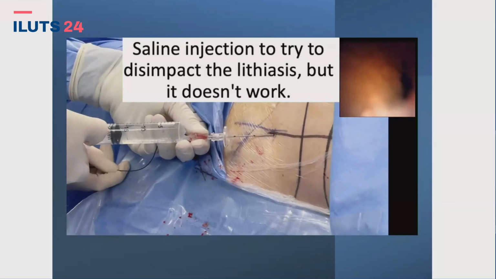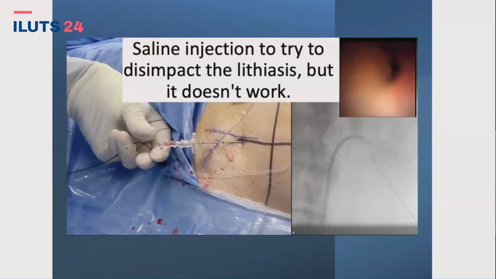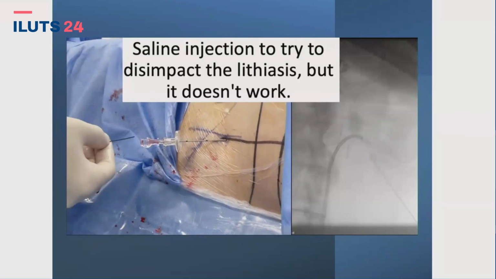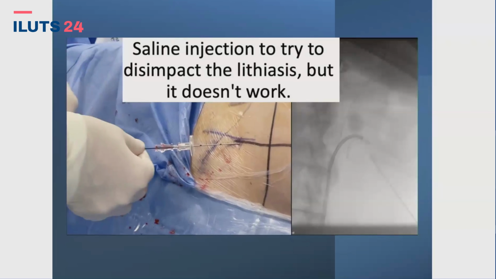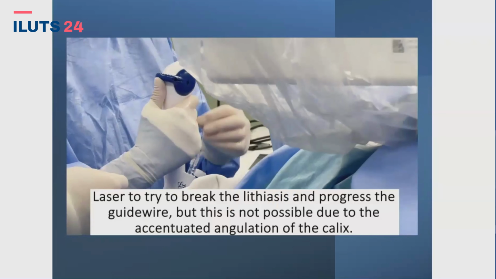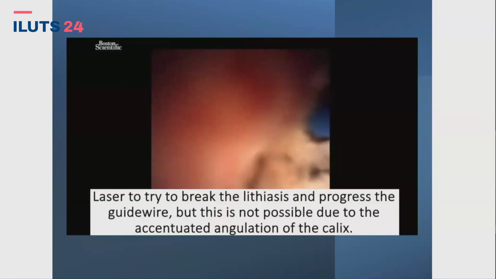And then we start with the guide wire, and we inject some saline, trying to disimpact the stone that is in the inferior calyx, because sometimes the guide wire doesn't go forward because the stone doesn't allow the guide wire to go furthermore. Can you stop, please, the video?